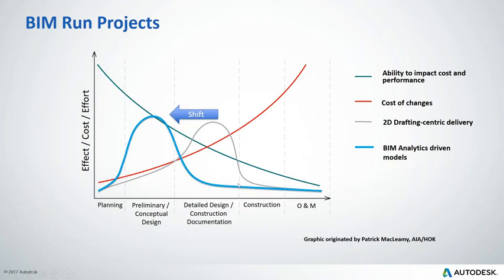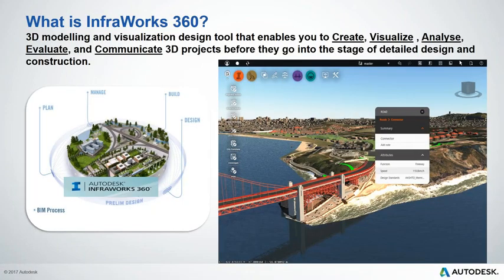So what Autodesk has invested in is basically developing a tool, which is InfraWorks, to enable our users to move from the centric delivery of 2D drafting and investing heavily in the detailed design stage to the preliminary or conceptual design stage. This shift actually saves projects, companies and designers a lot of time and effort and enables them to have the ability to impact cost and performance much more. So let's see how InfraWorks actually helps you leverage the power of BIM early on in the project life cycle and how it can save your time and effort as well.